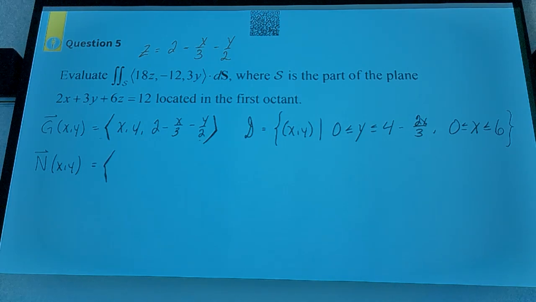We now need the normal vector. For outward pointing, call that function of the surface g of x, y, negative partial g partial x, negative partial g partial y, 1. I'm going to specify outward flux here.